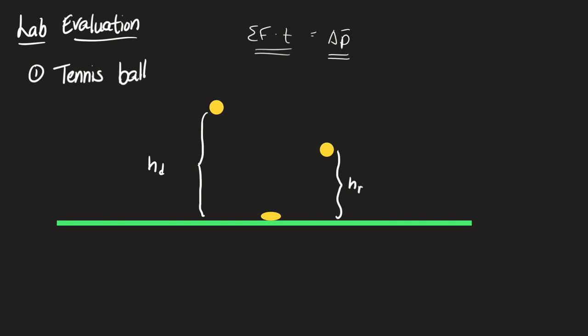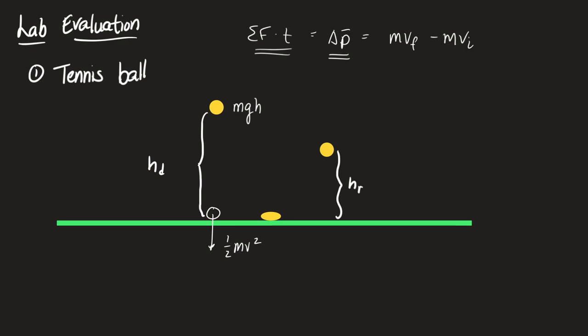But to do that one, you actually need mv final minus mv initial. I'll give you the mass of the tennis ball tomorrow if you didn't already take it. But you should be able to calculate v final and v initial from the heights. I'll give you a hint: mgh equals 1/2 mv squared.